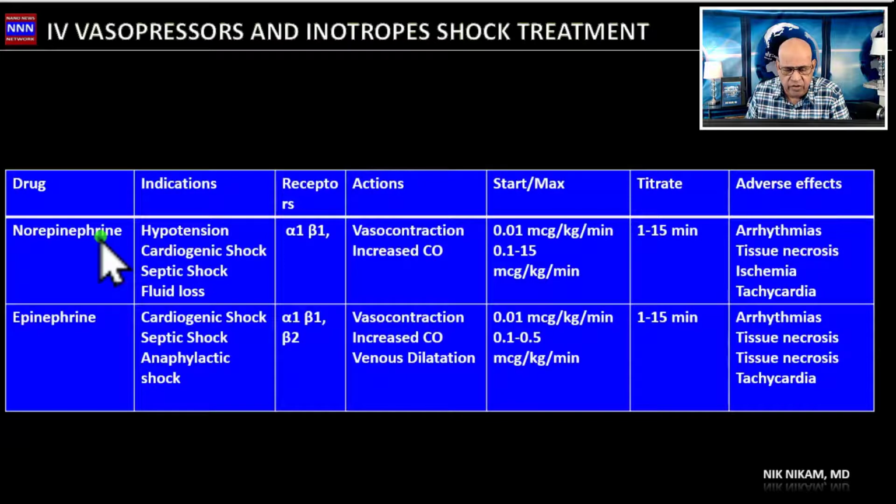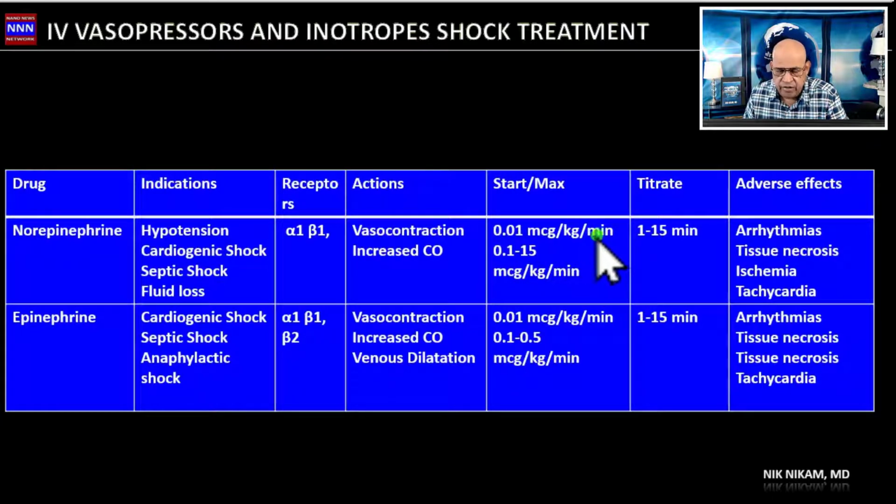Norepinephrine, as you know, has a predominantly alpha-1 agonist effect. It also has some beta-1 effect. It is indicated for patients with hypotension related to volume loss. It's also indicated for patients with septic shock, cardiogenic shock, and people with hypotension related to any other cause. It causes vasoconstriction. It increases cardiac output. The starting dose is 0.01 microgram per kg per minute.